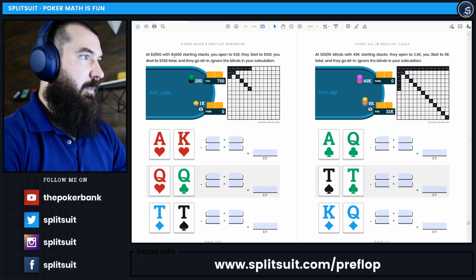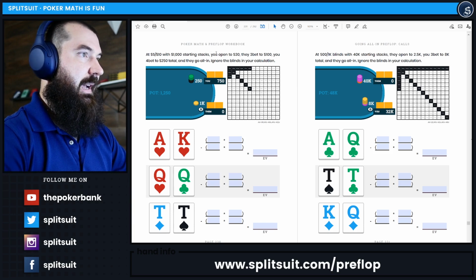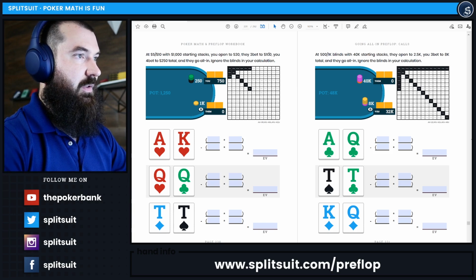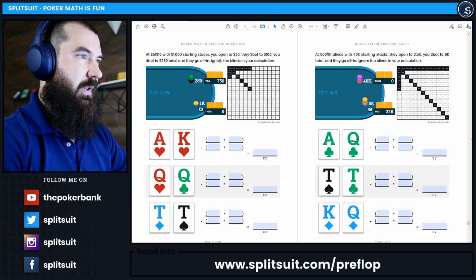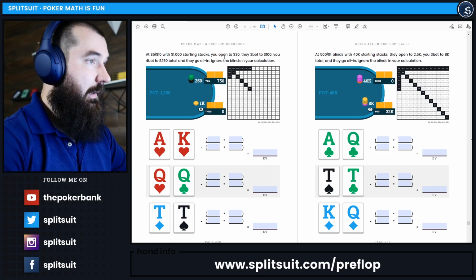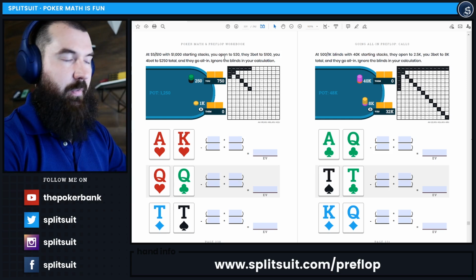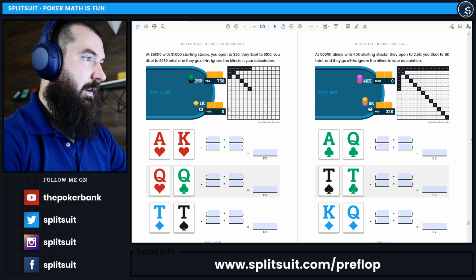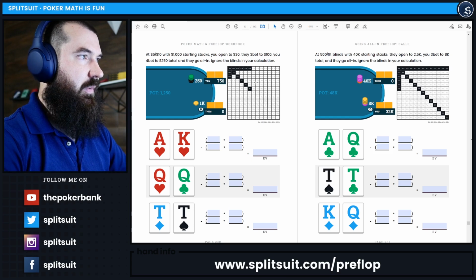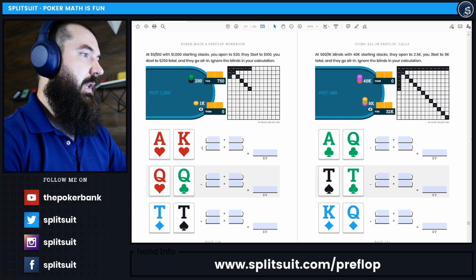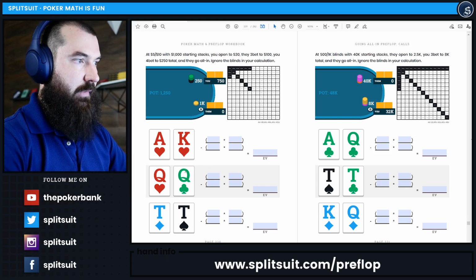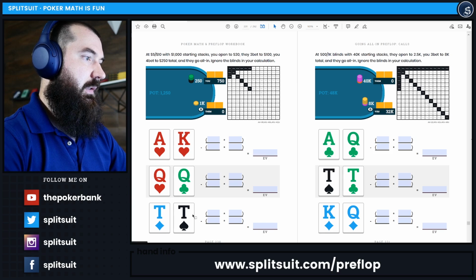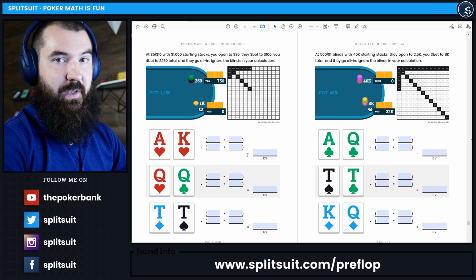So the first one is we're playing 5-10 with 1k starting stacks. We open to 30, they 3-bet to 100, you 4-bet to 250 total, and they go all in. We're just going to ignore the blinds for simplicity, and we'll maybe talk about rake in a moment. So this is the range of hands that we think they are going all in with, and then we're going to figure out the EV of calling with all of these hands: ace-king of hearts, queens, and tens, and figure out exactly what the EV is.